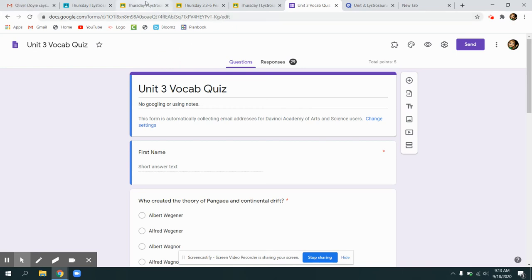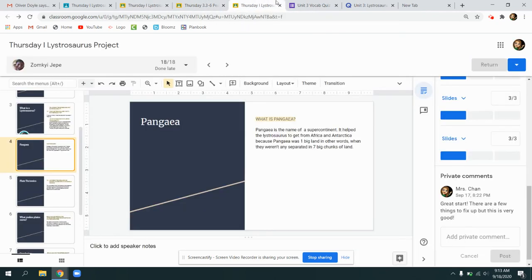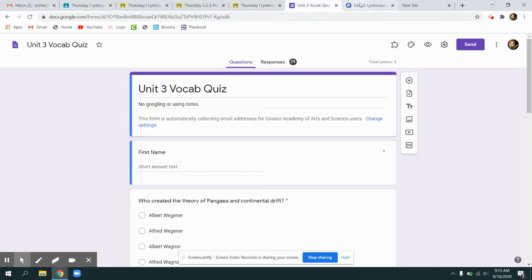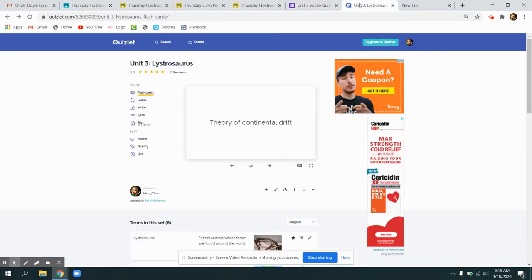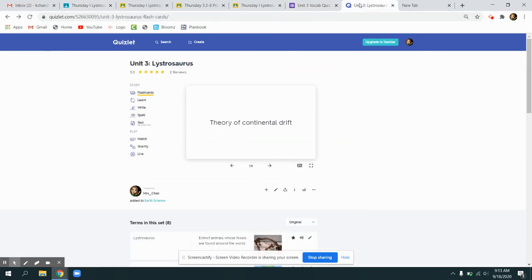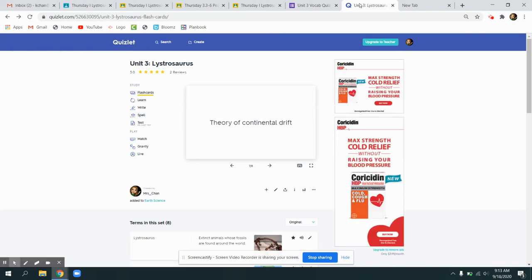Then after that, we spent the rest of our day working on our Listrosaurus assignment and catching up on late work. This is the last day of our unit three, and we'll start unit four on Monday. So all the assignments from the last 2 weeks are going in the gradebook, so make sure you're caught up.